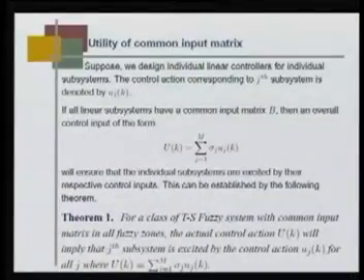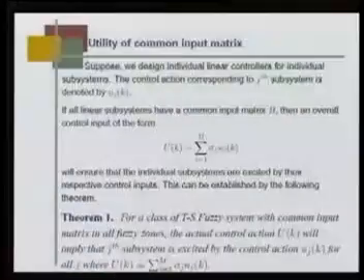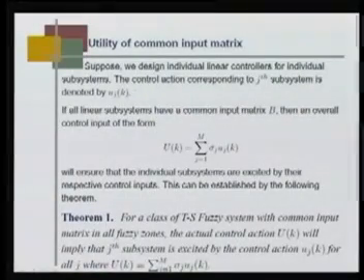So, the utility of the common input matrix: what is the advantage of a common input matrix? Of course, when the B's are the same, there must be some advantage, because the system is now simpler. Suppose we design an individual linear controller for each subsystem. Because now I have capital M linear subsystems, controlling the complete nonlinear system means controlling M subsystems. Now you have the freedom to design, because for any linear system we have adequate tools and methodologies for designing controllers.